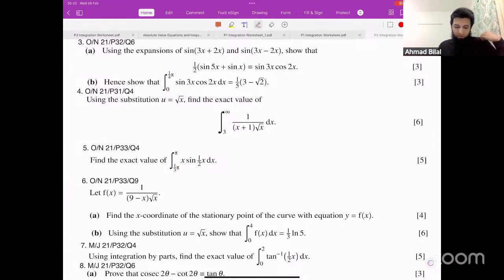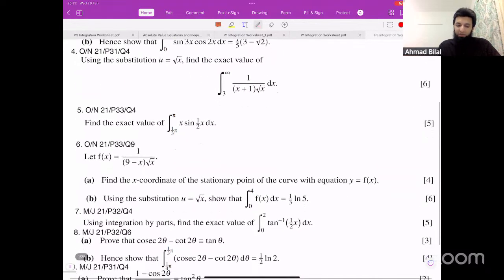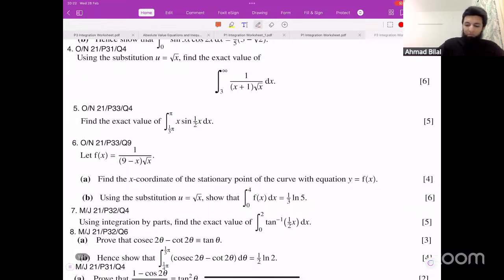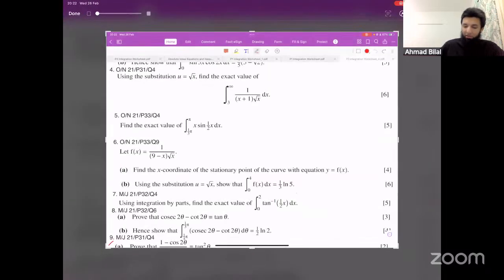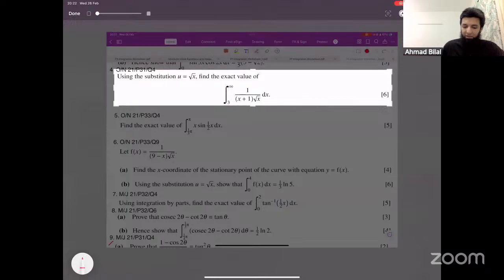Okay, let's do this one. This is question number 4 from this. When you have infinity as one of the limits. We studied this in paper 1, what to do when we have infinity as the limit, but we haven't done any question here yet in paper 3 that involves infinity as the limit. So let's try this. This is from November 21.